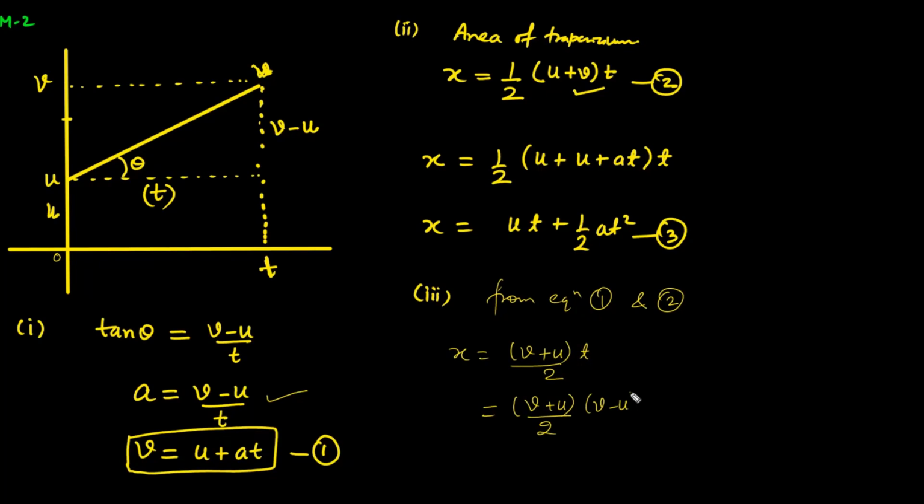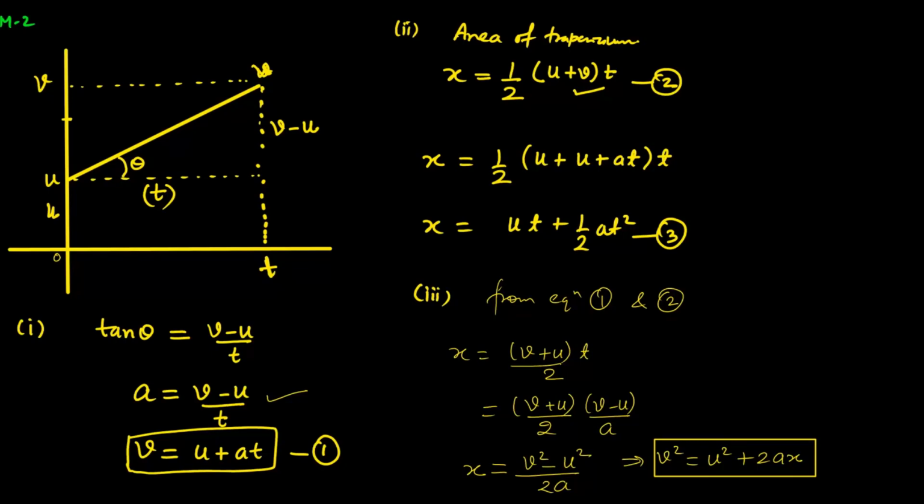Now a plus b into a minus b we know is a square minus b square, so this becomes v square minus u square upon 2a, that is x. So this is giving us v square equals u square plus 2ax. I hope the second derivation is also clear to everyone. Okay.